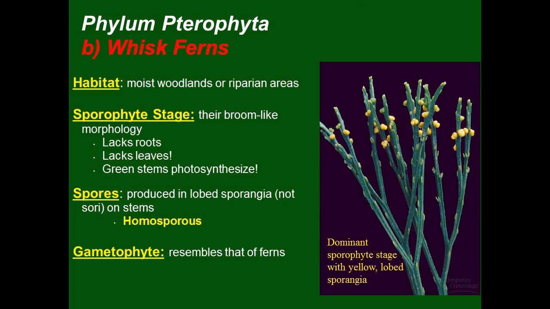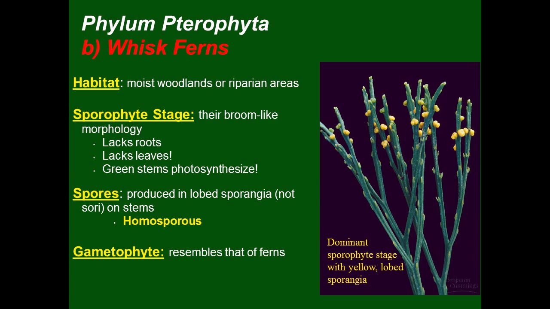Included in the phylum Pterophyta are the whisk ferns. We find these in moist woodlands or riparian areas. Riparian meaning a lot of water is around. The sporophyte stage has a broom-like morphology, so they lack roots, they lack leaves, and the green stems photosynthesize. So they kind of look like a whisk used in cooking.